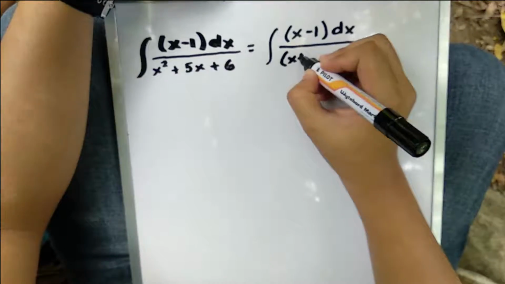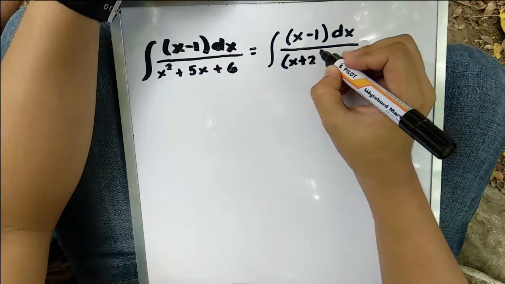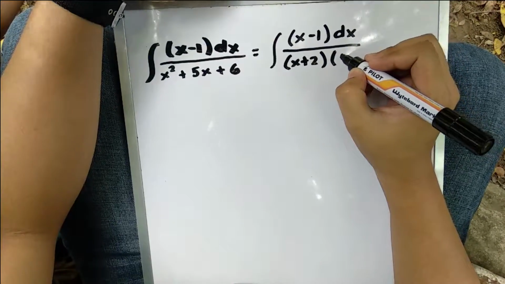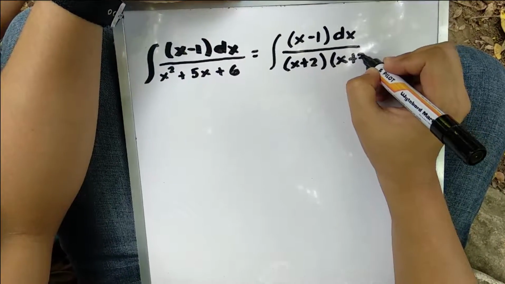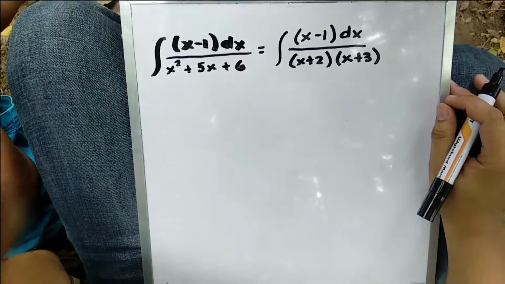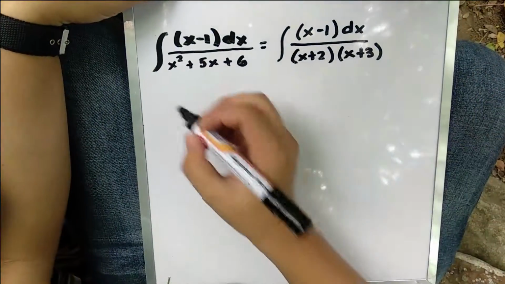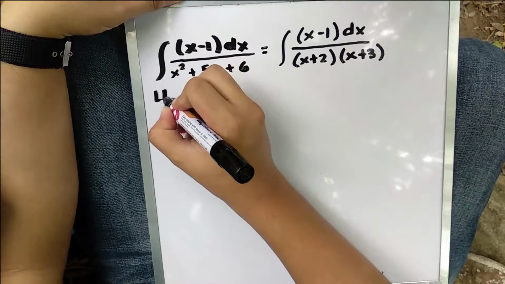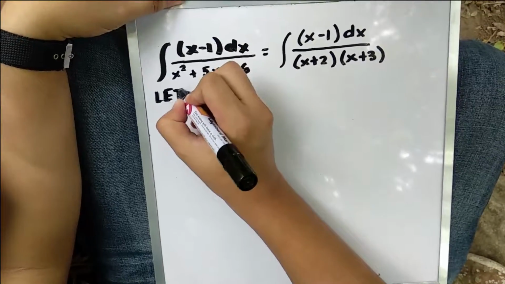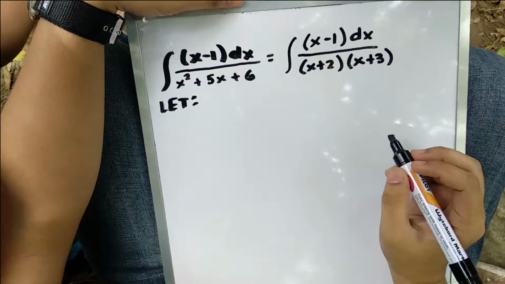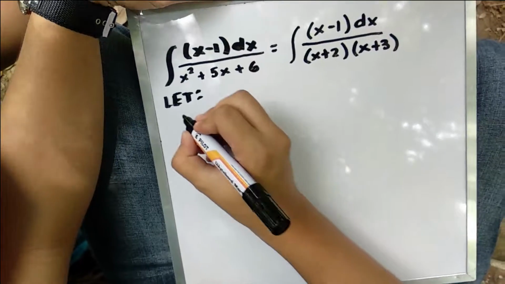The integral of x minus 1 dx over x squared plus 5x plus 6 can be rewritten as a factored out version, which is x minus 1 dx over x plus 2 times x plus 3. We will then rewrite the fraction using the partial fraction decomposition form.